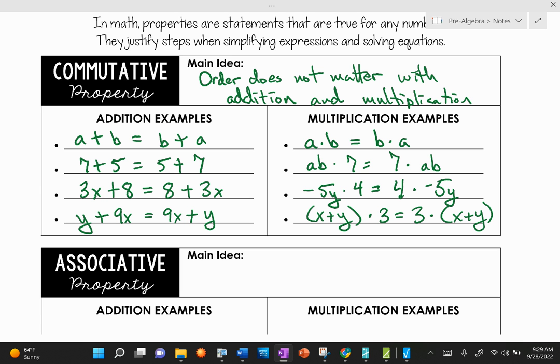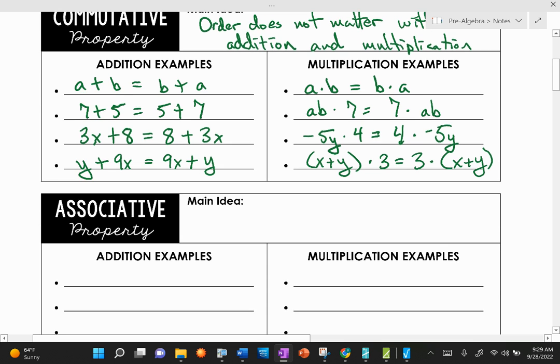Any questions over the commutative property? It is most commonly mispronounced, but it is not "commutative." Yeah, kind of a weird word. Commutative. All right.